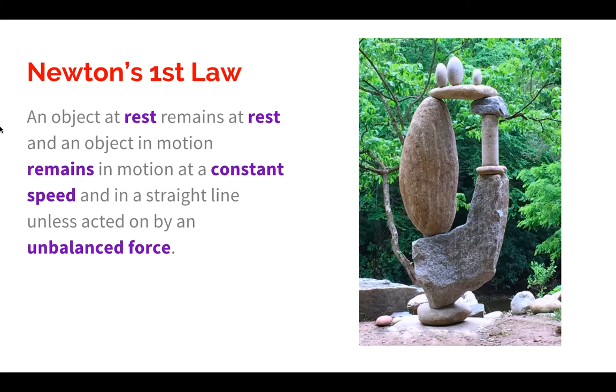Okay, for example, let's just look at the first part. An object at rest remains at rest. So that means this rock statue right here will remain at rest, not moving. It'll remain this way forever until an unbalanced force acts on it. So for example, until an animal knocks it over, so a force is applied, or the wind knocks down the rock. So until a force acts on that object, it'll stay at rest that way forever.